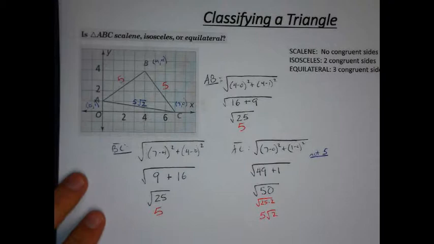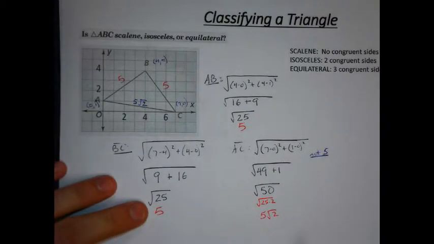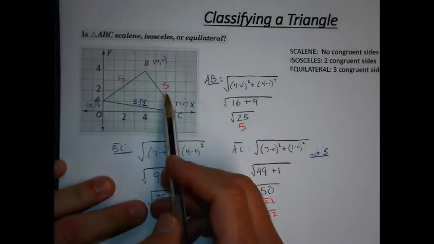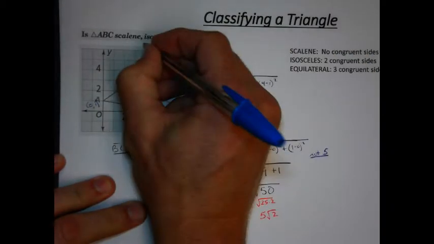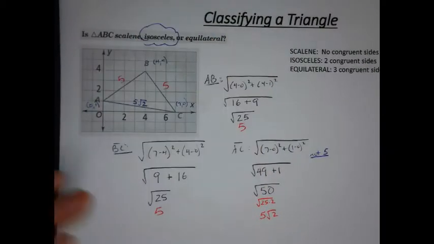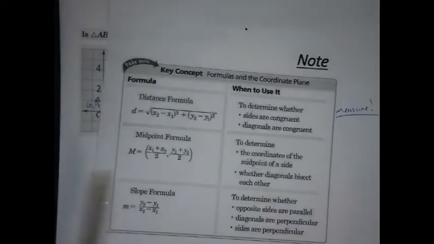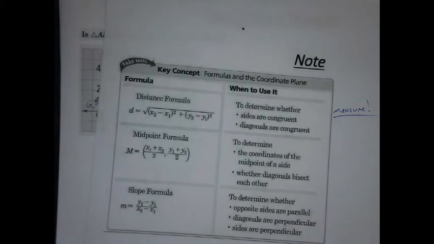But anyway, not the point. The point is this is not scalene. It's not equilateral. This is indeed an isosceles triangle. So we have 2 congruent sides. How did we know? We used our measuring tape. What is our measuring tape? The distance formula. So that's how that works.